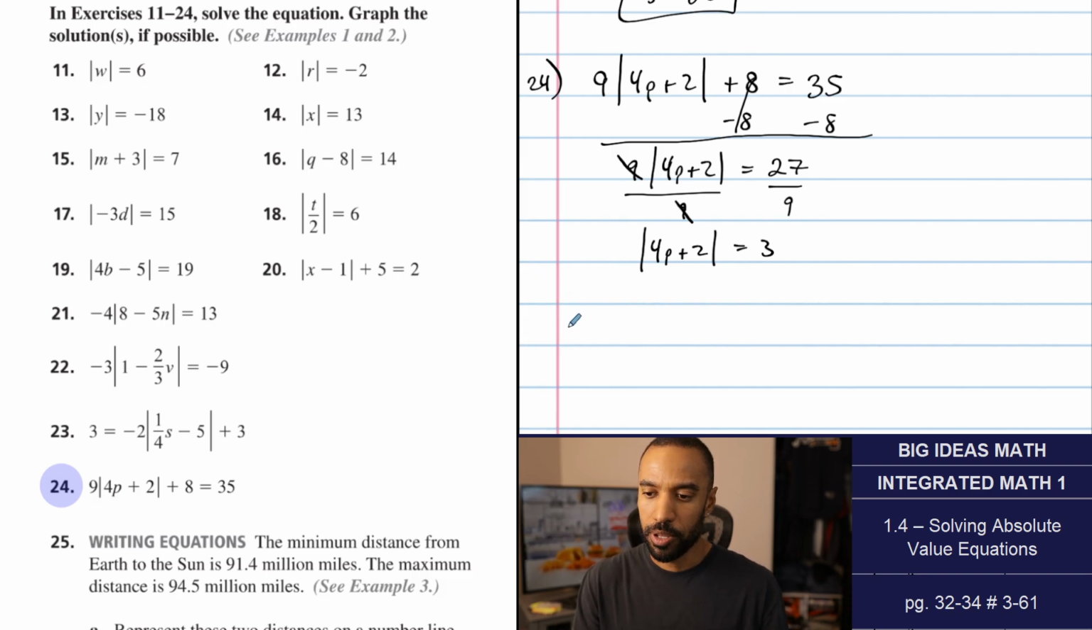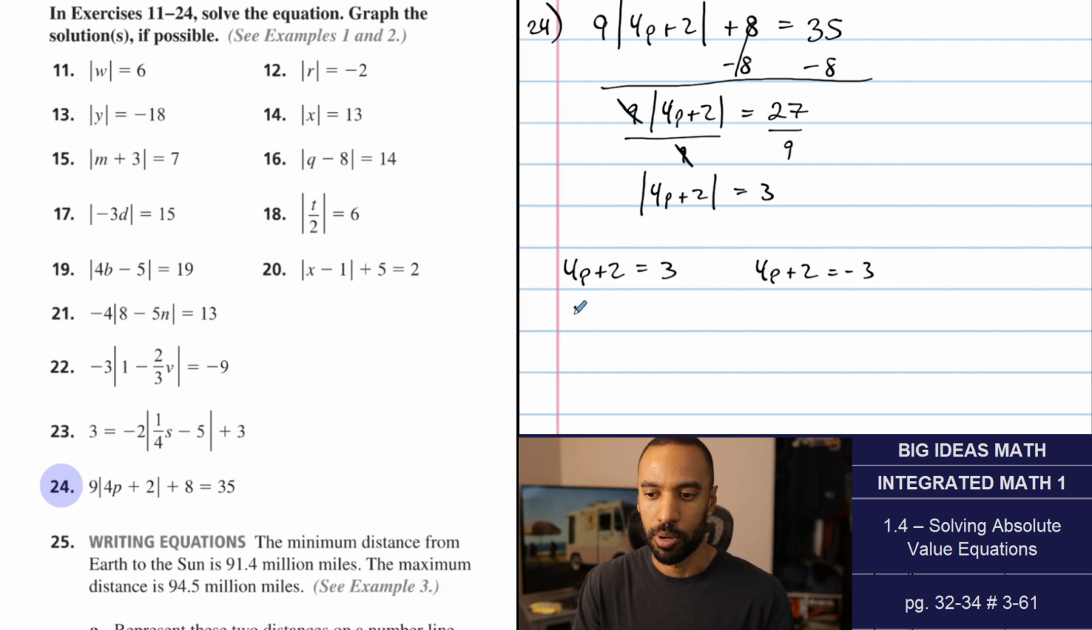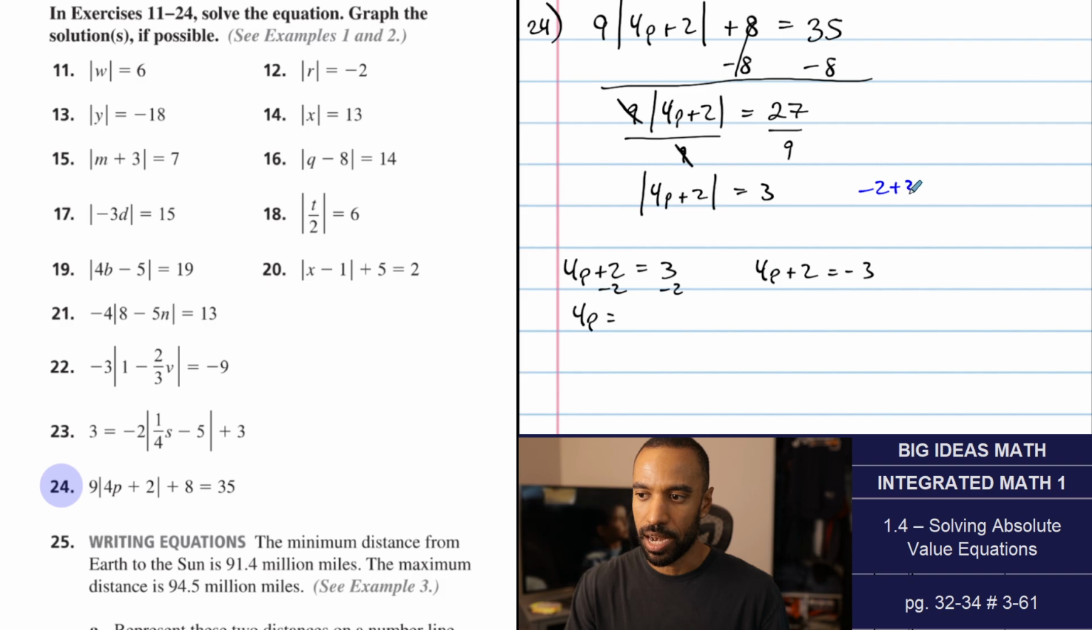So either 4p plus 2 can equal 3 or negative 3. Now, let's keep in mind what I've been saying each time for number line's sake. As I subtract 2 from both sides, instead of 3 minus 2, treat it more like a negative 2 plus 3. 4p plus 2 is negative 2 plus 3. I want to keep writing that. Negative 2 plus 3, which is 1. And then we divide both sides by 4, where we get 1/4.